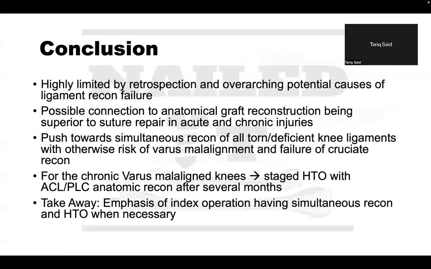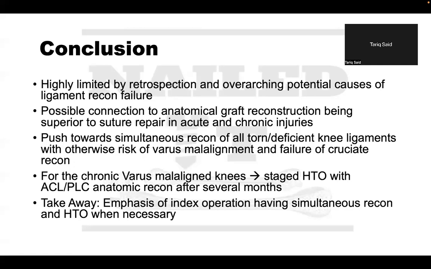And so in conclusion, the biggest thing that this study was trying to look at was how anatomical graft reconstructions are superior to these suture repairs and non-anatomical reconstructions in both acute and chronic injuries. This was published in 2006. It was 4 years before the paper that Tucker presented on was published that talks about this anatomical procedure. And so really their biggest finding was that these suture repairs were really not that successful.